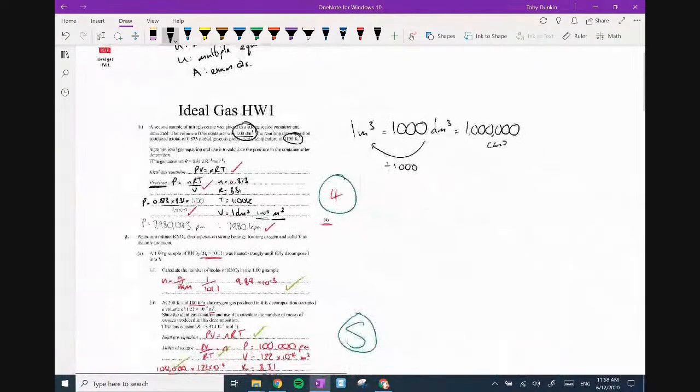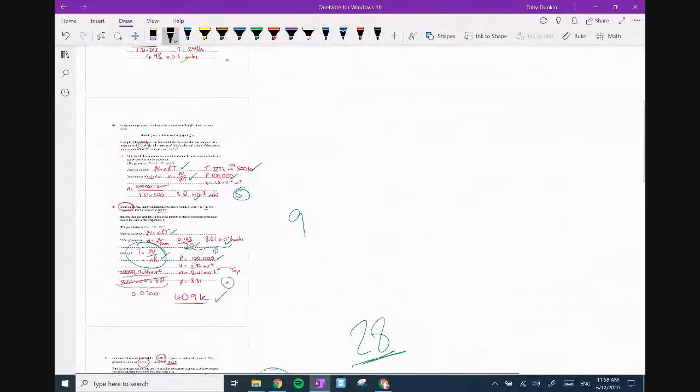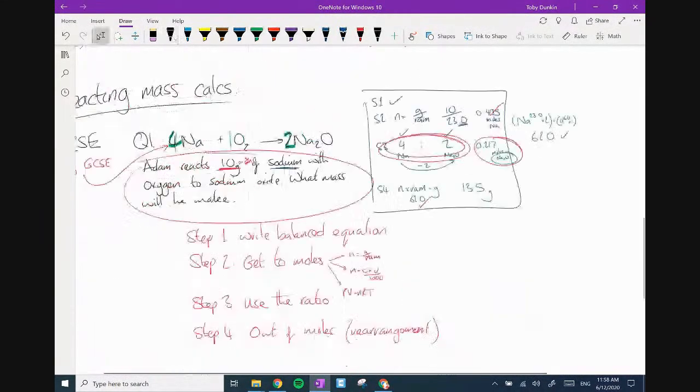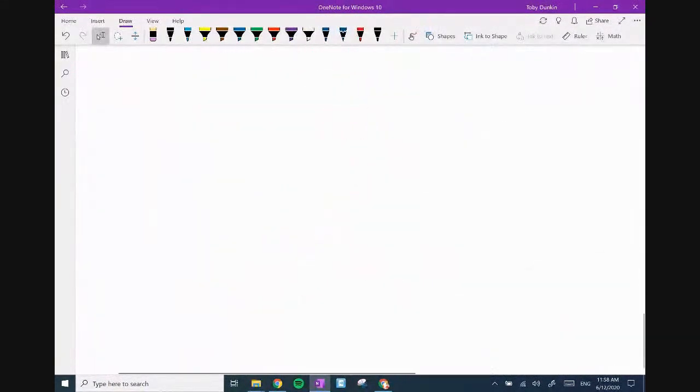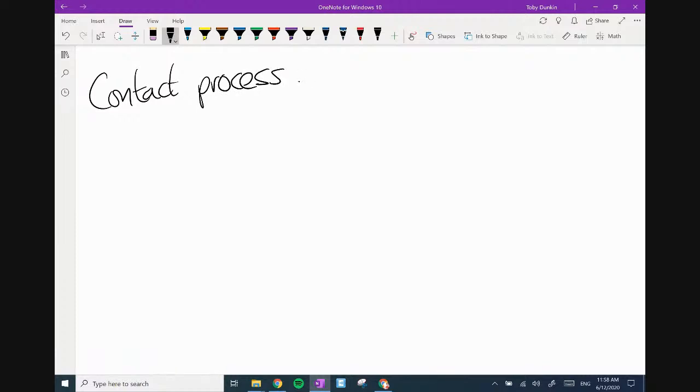Okay, so I want to show you now multiple equations. The problem with A-level is everything just gains this extra level of complexity. So how does this now evolve to an A-level question? Well, what they're going to do is something akin to this. I'm going to quickly run through with you something called the contact process. The contact process is the making of sulfuric acid.